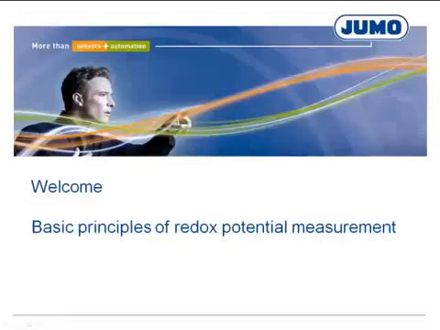Redox potential is a commonly applied measurement for inspecting chemical processes, industrial and municipal wastewater systems, and swimming pool monitoring equipment. This video explains the basic principles of redox potential measurement. Using the example of a combination electrode and a multi-channel device, JUMO Aqueous Touch S, the video shows the startup of a measuring chain.